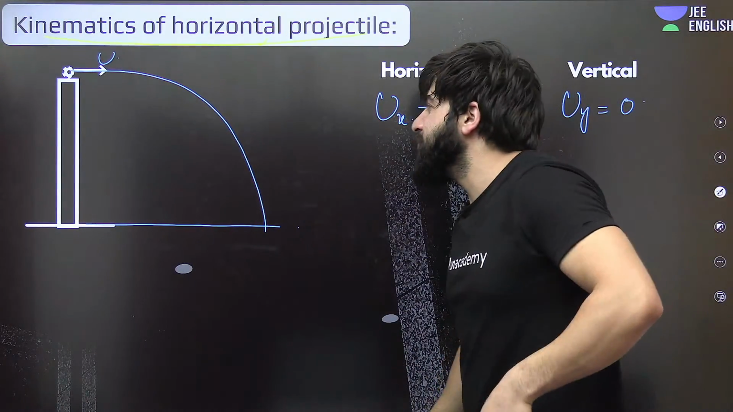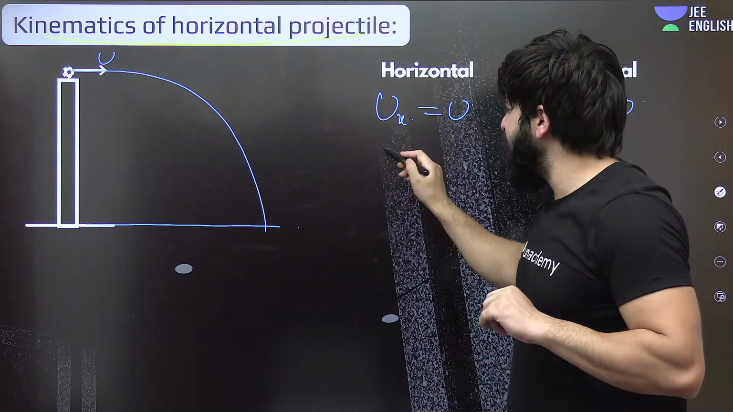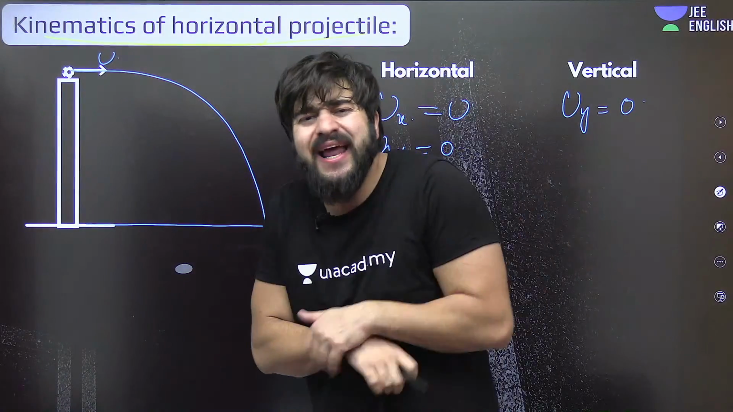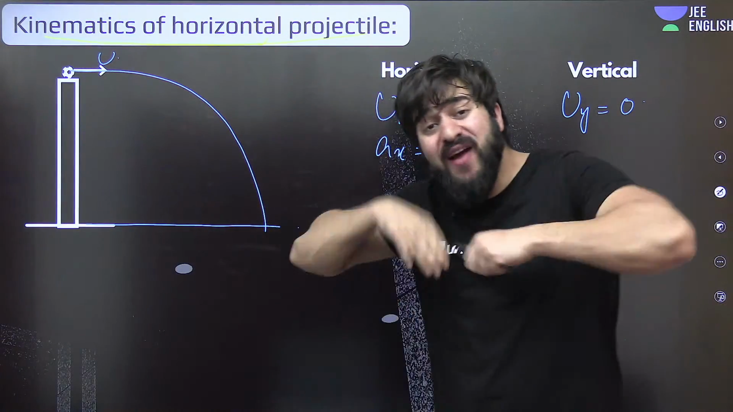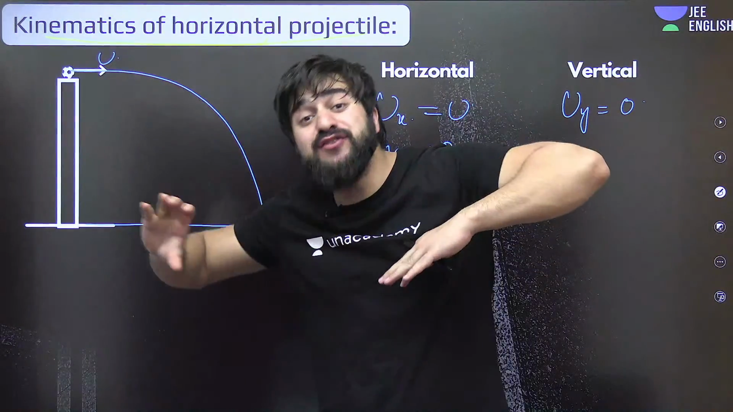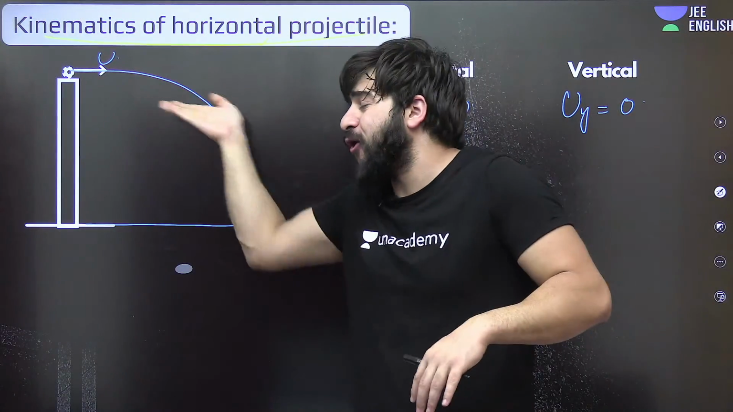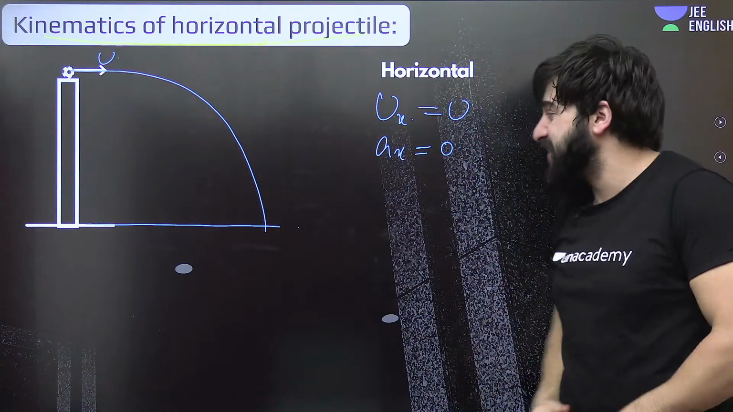Now let's talk about one more thing. What happens with the acceleration in this case, horizontal acceleration? You say horizontal acceleration is, sir, 0. Why is horizontal acceleration 0? Because there is no force in x direction. Understand? So when there is force, there is change in velocity, there is acceleration. So there is no force, there is no change in velocity, so horizontal velocity will remain constant. We have discussed this previously as well, okay?